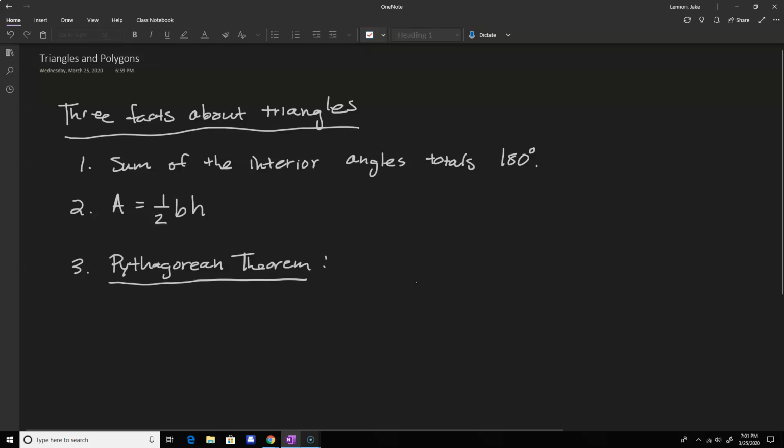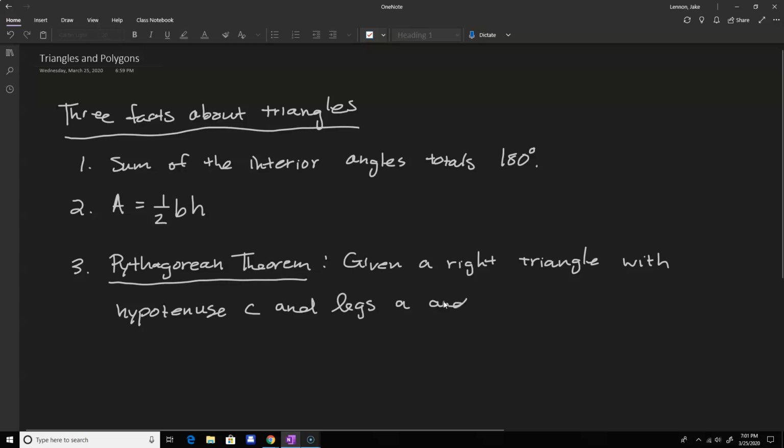So, given a right triangle with hypotenuse, we'll say lowercase c, and legs a and b. Basically that looks something like this. The hypotenuse is just the side of the triangle that's opposite the 90-degree angle, making it the longest side, and the legs are the two shorter sides. Then we always have the equation a squared plus b squared is equal to c squared.